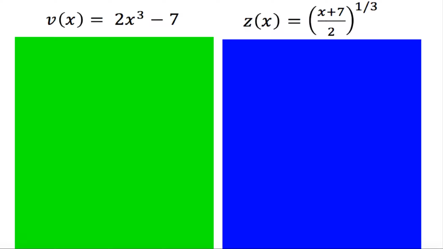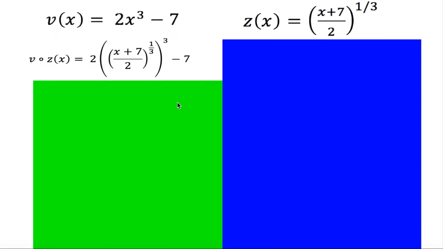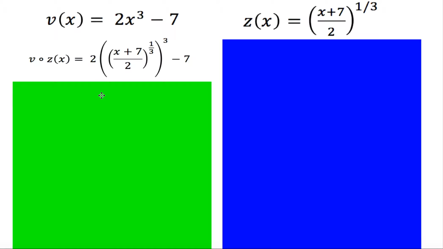And so what we want to do is we have our v of x and our z of x, but what we want to do is find v of z of x and z of v of x and see what they equal. So we're going to start here with v of z of x. So I'm going to take my function v that we see here, and every time I see my x, I'm going to replace it with this function z of x. And so now we have this nice function here.